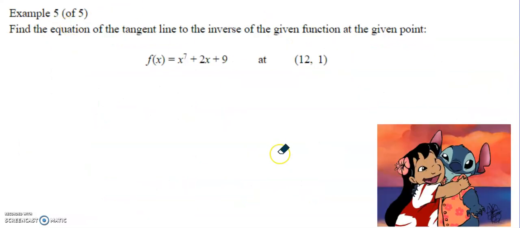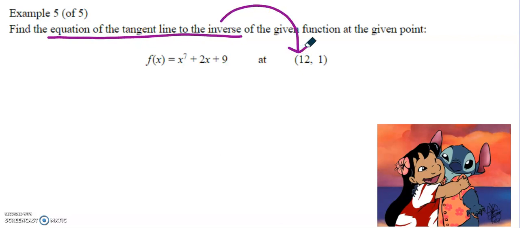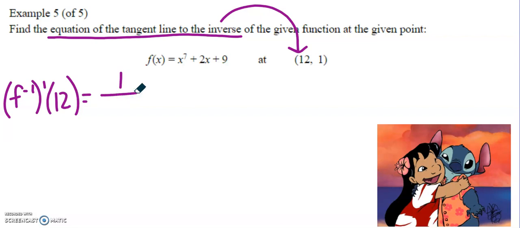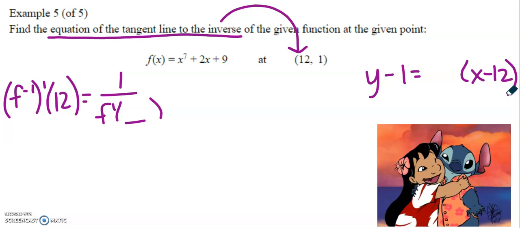Last one, Lilo and Stitch. Find the equation of the tangent line to the inverse of the given function. So equation of the tangent to the inverse at 12. So f inverse prime of 12 is what I'm going to need. Writing the equation of the tangent line is going to be y minus 1 equals mystery times x minus 12. This blank spot is what I need to find, but again, they already gave that to us. If you want to find it, you can.